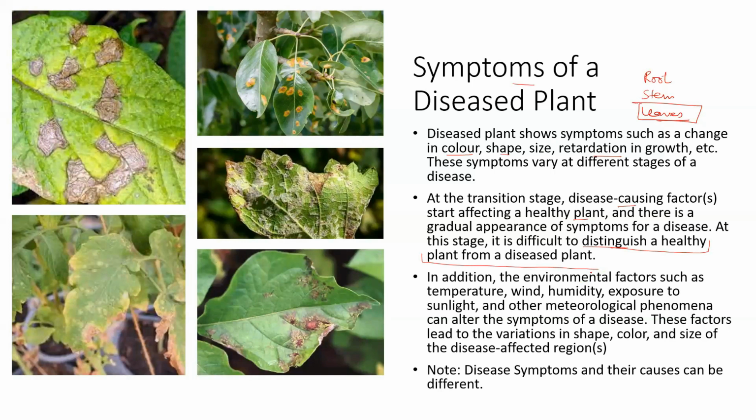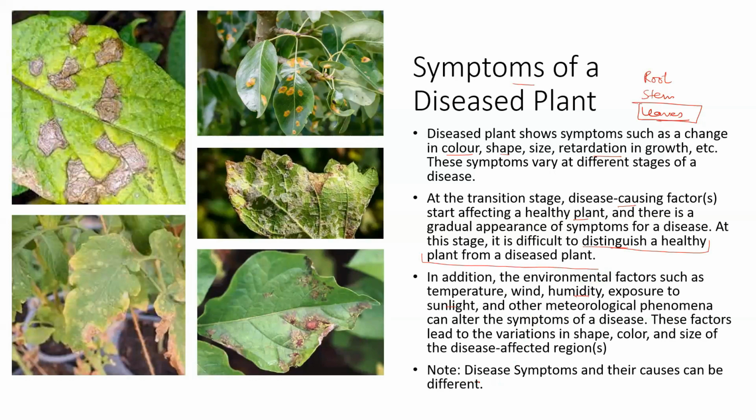Okay, so you have to keep monitoring all these things on a daily basis: what was the situation of my plant yesterday and what is the situation today. Based on that, you can gradually create your own data, and that will help you identify the early symptoms. In addition to that, environmental factors such as temperature, wind, humidity, and exposure to sunlight are also factors.